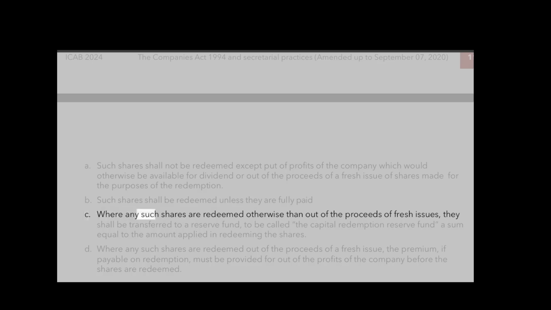C. Where any such shares are redeemed otherwise than out of the proceeds of fresh issues, there shall be transferred to a reserve fund, to be called the Capital Redemption Reserve Fund, a sum equal to the amount applied in redeeming the shares. D. Where any such shares are redeemed out of the proceeds of a fresh issue, the premium, if payable on redemption, must be provided for out of the profits of the company before the shares are redeemed.